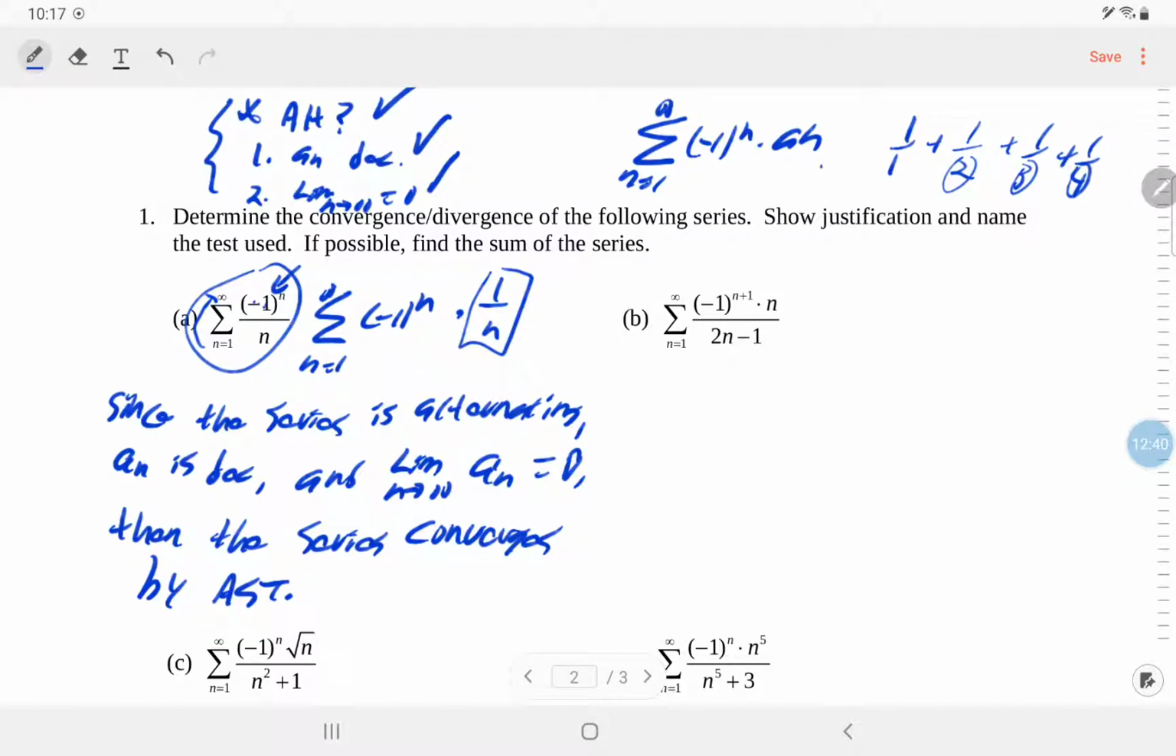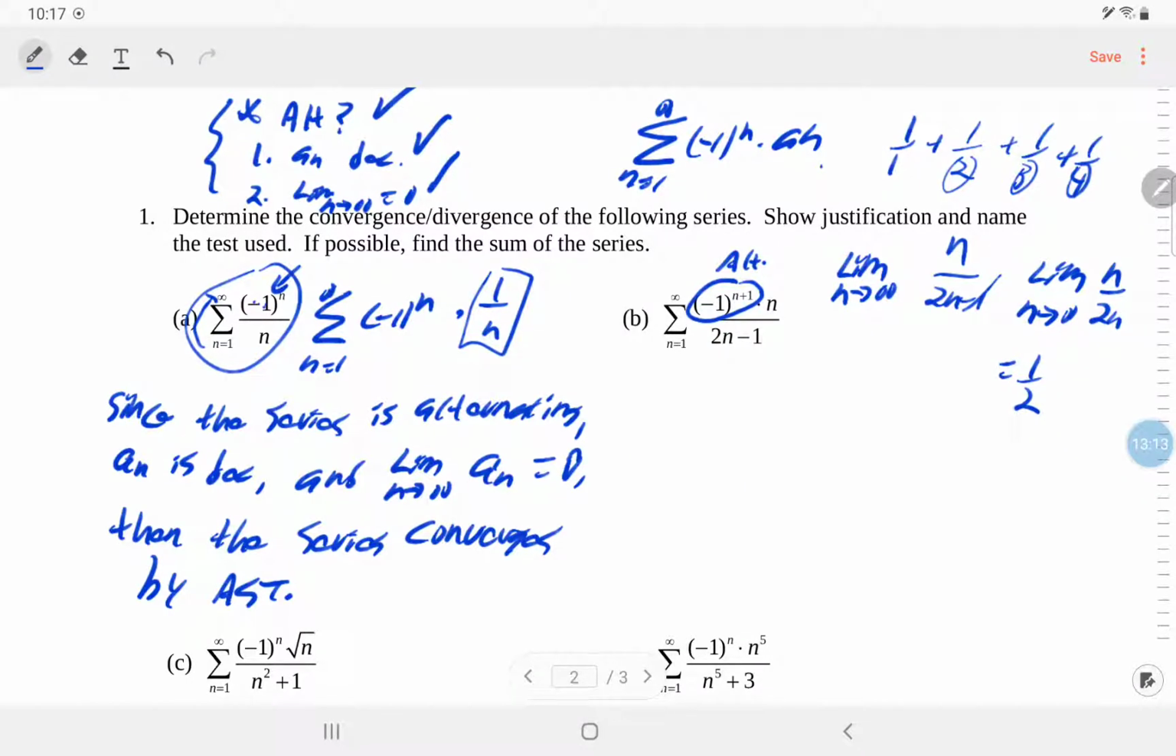So let's look at this next one. Does it alternate? Sure. Before I look at the decreasing part, I see kind of a red flag here right now. Let me show you. If I do the limit at infinity of the a sub n of n over 2n minus 1, again, the minus 1 is insignificant. That's going to give me n over 2n, which simply gives me 1/2.